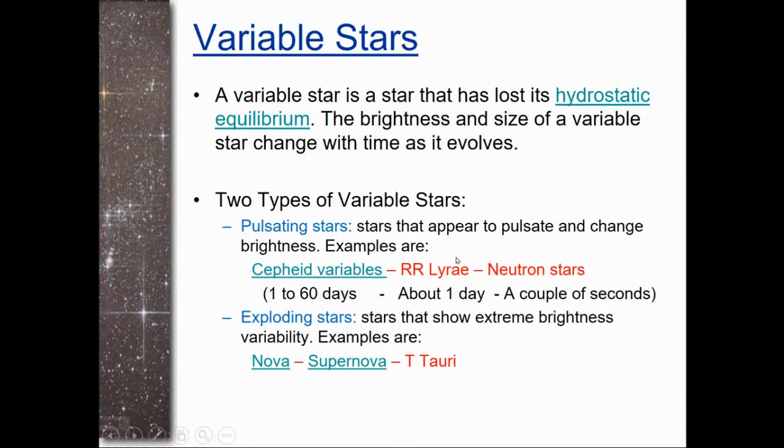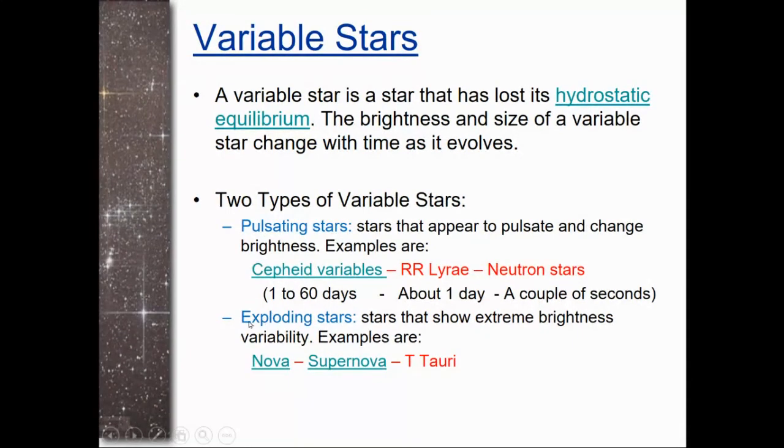So pulsating stars, like neutron stars, and we'll talk about the neutron stars, which basically can give you a pulse every a couple of seconds, because it's spinning very fast, and the axis of rotation of the neutron star is not the same axis of rotation as the magnetic field, and that's why you get these pulses. We have what we call RR Lyra, which will give you a day, and Cepheid variables, which is 1 to 60 days. And that's what we call pulsating stars.